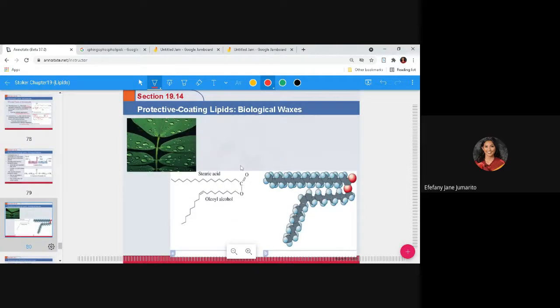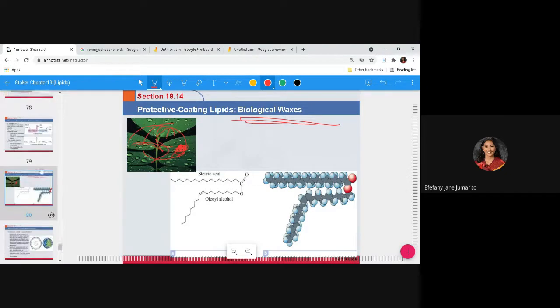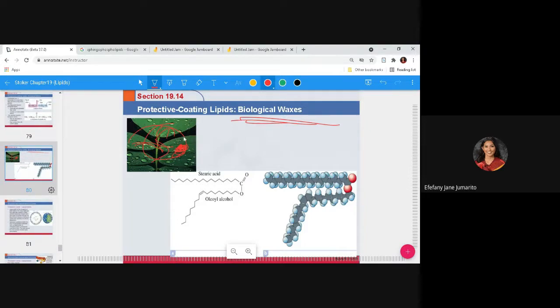Then we have your protective coating lipids. They are biological waxes, the waxes on your leaves. That's why lipids are insoluble. Water cannot enter your leaves because it's insoluble and it's wax. So your leaf has wax. An example of wax is a candle, which is a paraffin wax.